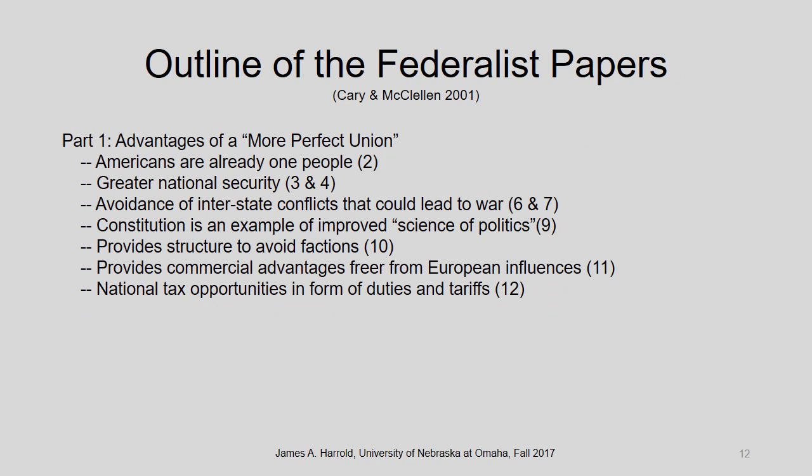Okay, so here's from the Carey and McClellan text. There's several parts to the Federalist Papers, and actually they were written somewhat in this chronological order. So part 1 is the advantages of a more perfect union, right? So here are the advantages of a more perfect union that Madison and Hamilton said, this is why we need this national constitution. And you can read those points there. But these really are the points that are important to the furtherance of the American state.